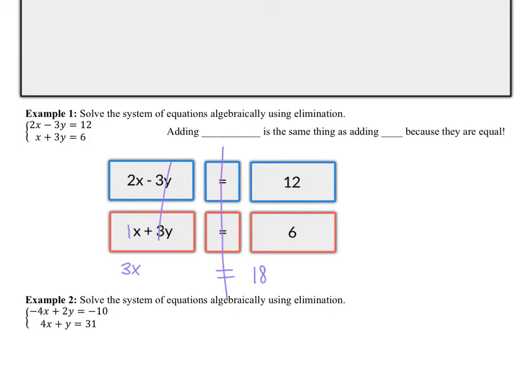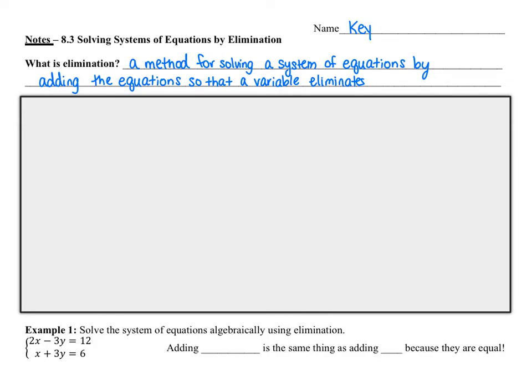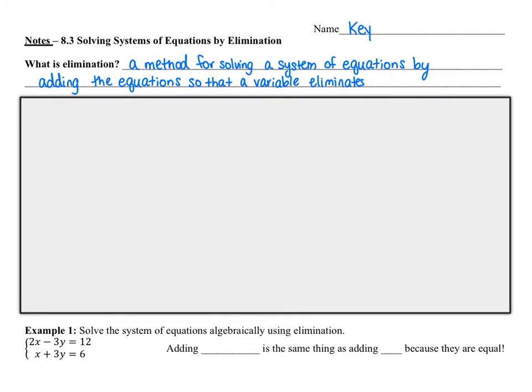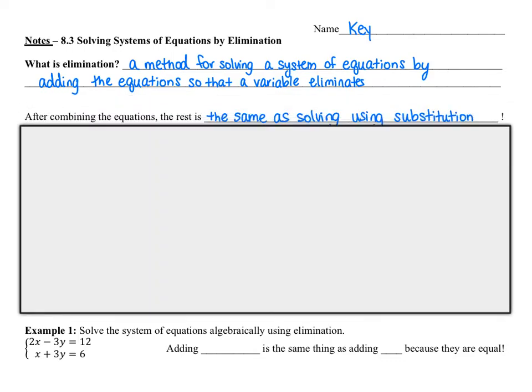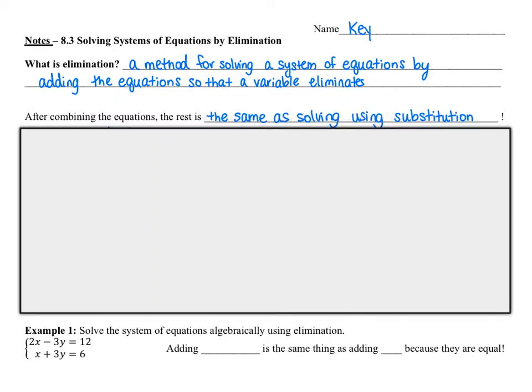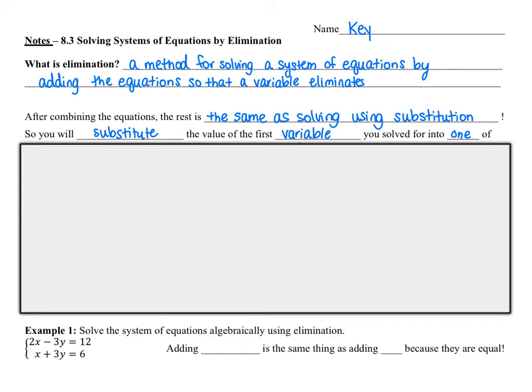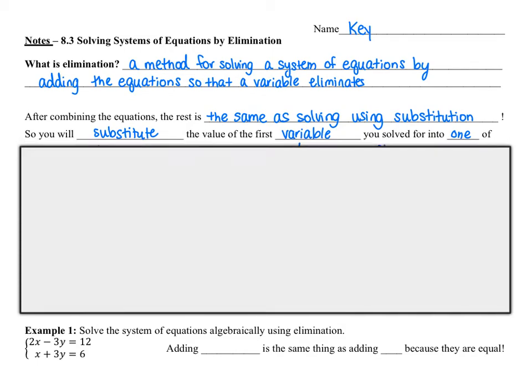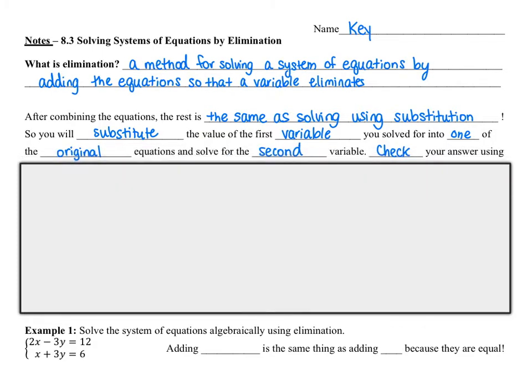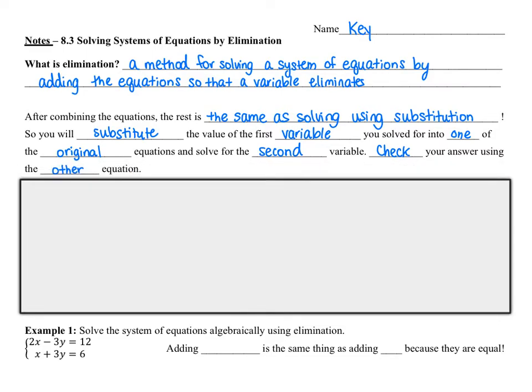I'm going to go ahead and get rid of all of this, and we'll start with the equations actually over here. And real quick, we can go back up to the top and finish some notes out here. So after combining the equations, the rest is the same as solving using substitution. You will substitute the value of the first variable that you solve for into one of the original equations. It's really key that you put it into one of the original equations and solve for the second variable and check your answer using the other equation.